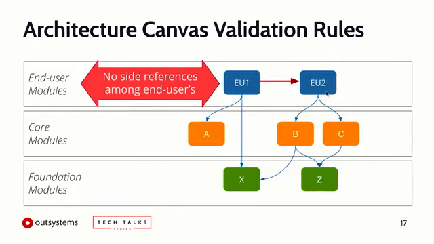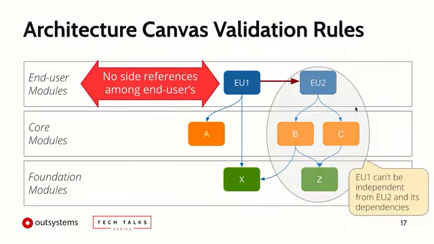End-user modules should not provide reusable services. This ensures that they are correctly isolated, allowing them to have different life cycles, that is, different versioning paces set by different sponsors or project teams. For instance, if end-user 1 consumes end-user 2, not only can it not be independent from end-user 2, but it also cannot be independent of the remainder of the hierarchy below it.